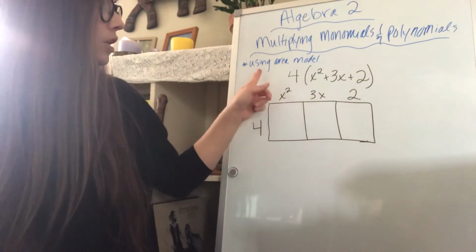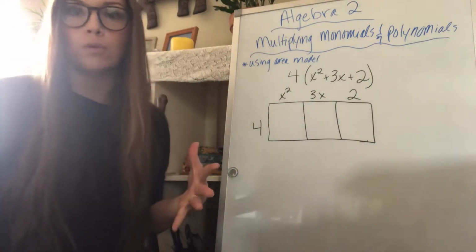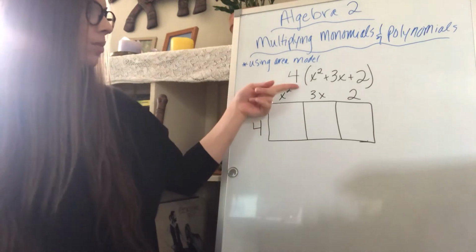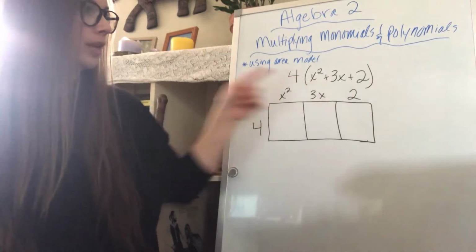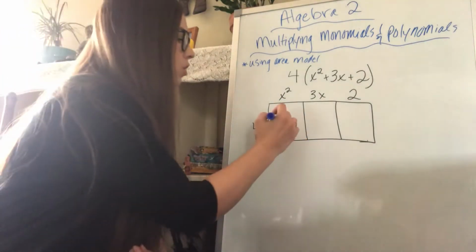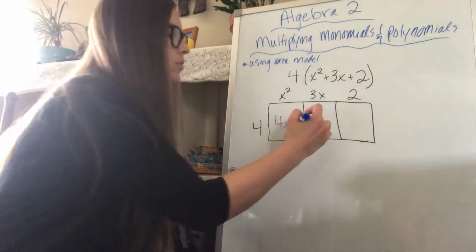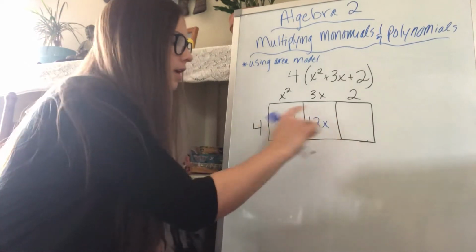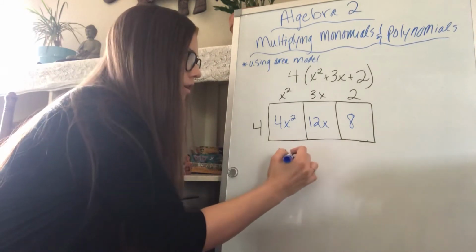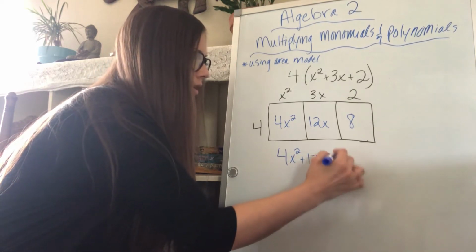So for our example, we're gonna use an area model, and then I'm gonna show you one without the area model, so you can do whatever you feel most comfortable with, okay? So we'll start with 4 times x squared plus 3x plus 2. Okay, there's our monomial, our one term, and our polynomial, many terms. So first of all, we'll go 4 times x squared, which is 4x squared. And then 4 times 3x would be 12x. And 4 times 2, which is 8. So our answer is 4x squared plus 12x plus 8.